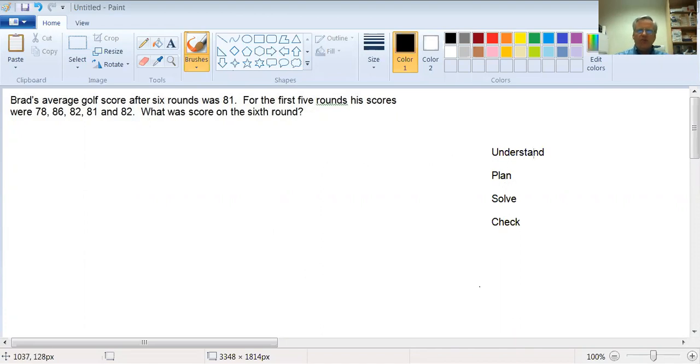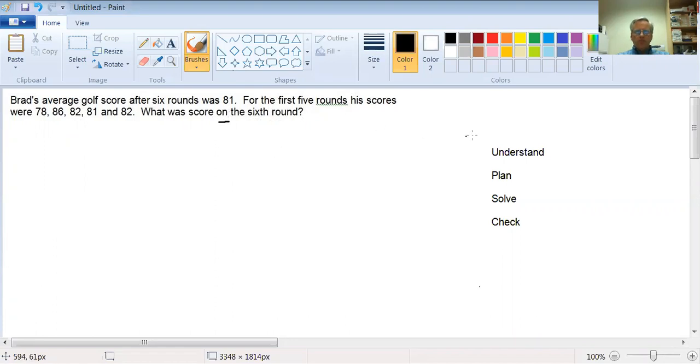So let's start out with the U, the understand. We have a problem over here which says Brad's average golf score after 6 rounds was 81. For the first 5 rounds, his scores were 78, 86, 82, 81, and 82. What was his score on the 6th round? That's the key right there. What was his score on the 6th round?